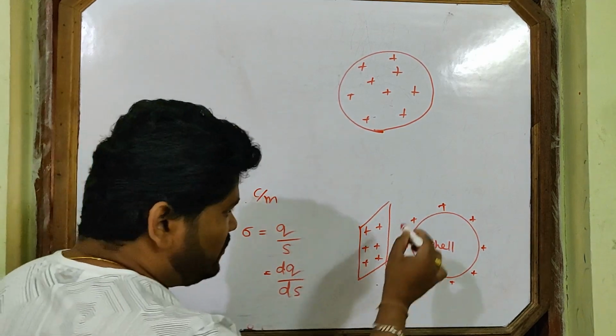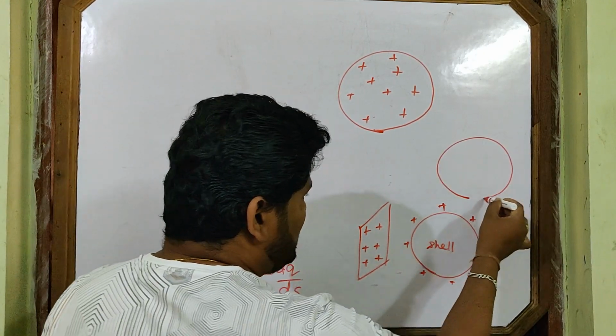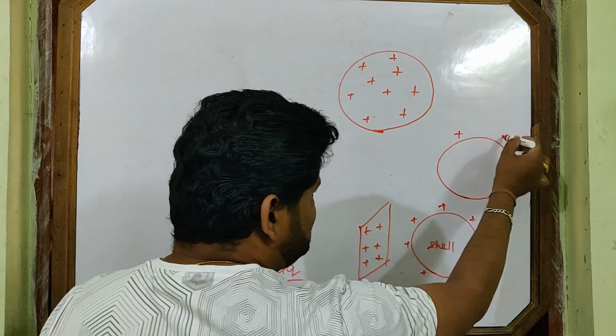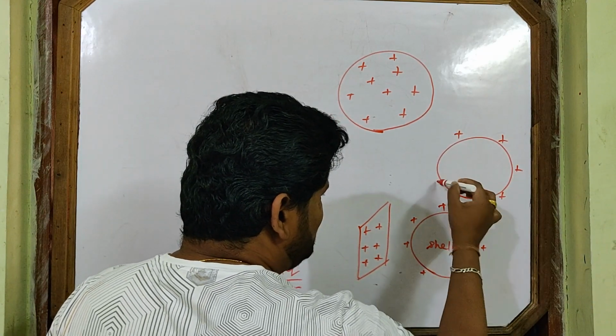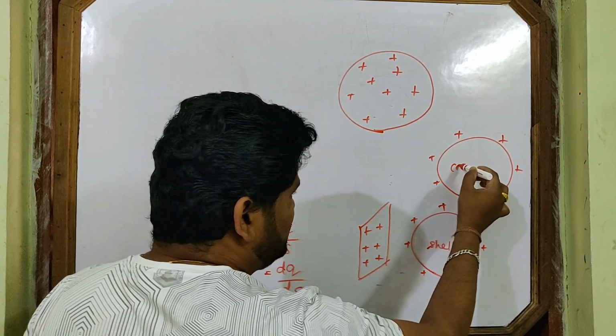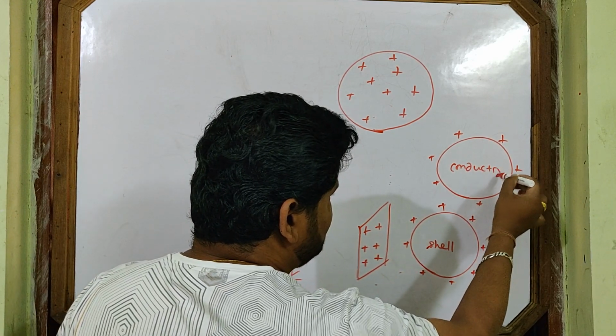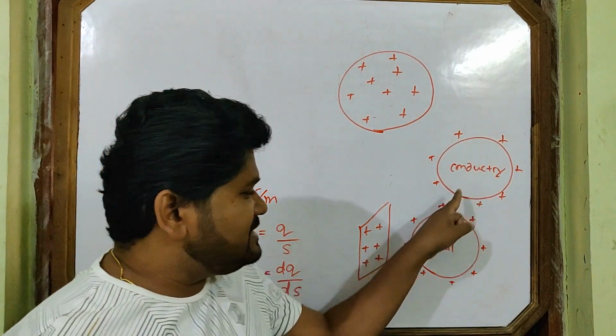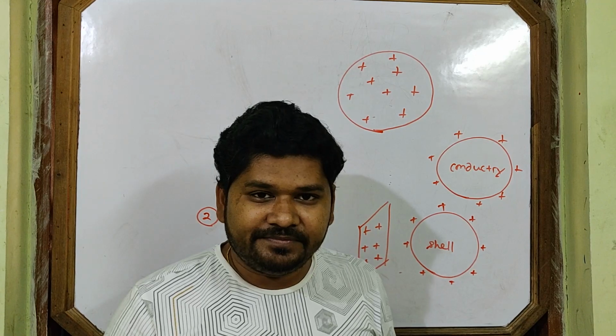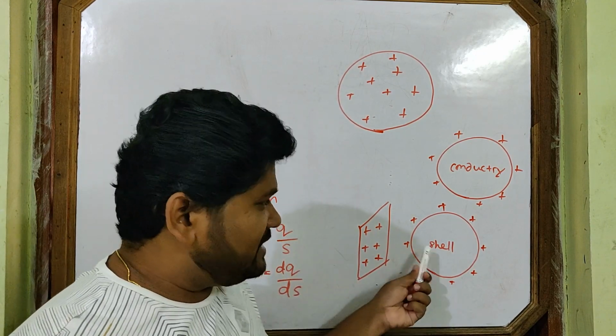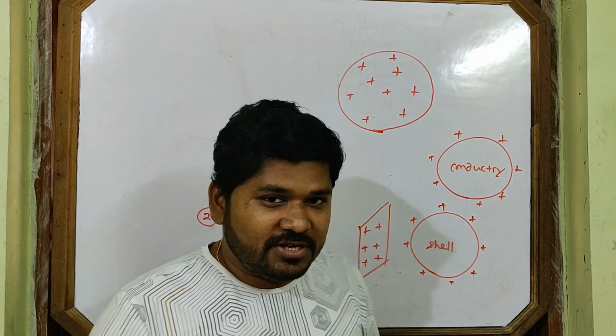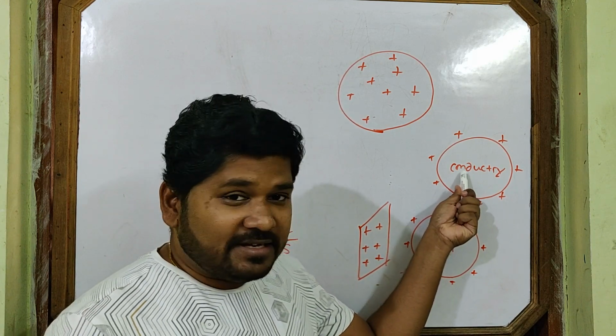Suppose I take one conducting solid sphere, what will happen? Also, charges remain on the surface. This is a conducting solid sphere. A conducting solid sphere is the same as a spherical shell. You may ask the question, inside it materials are there.